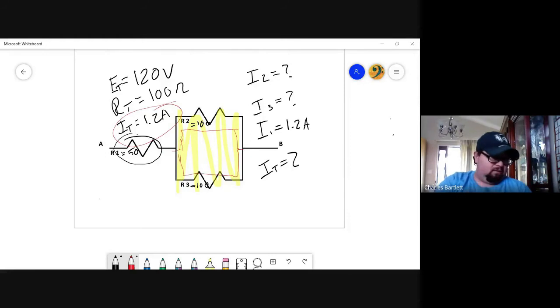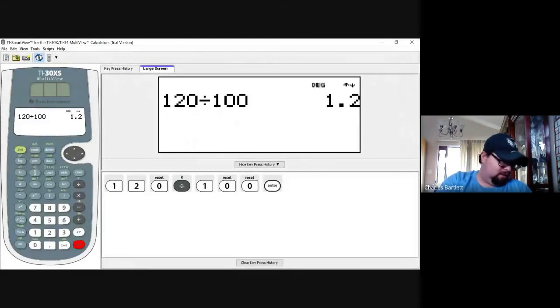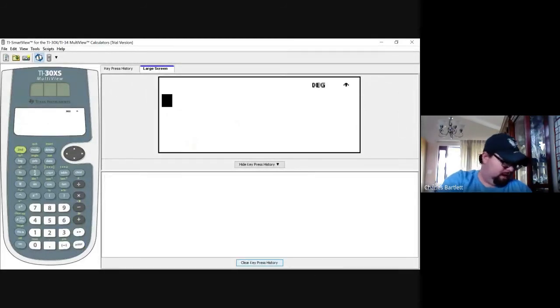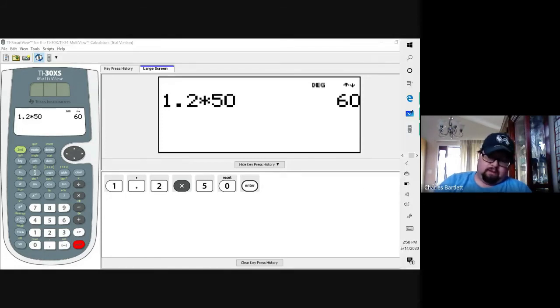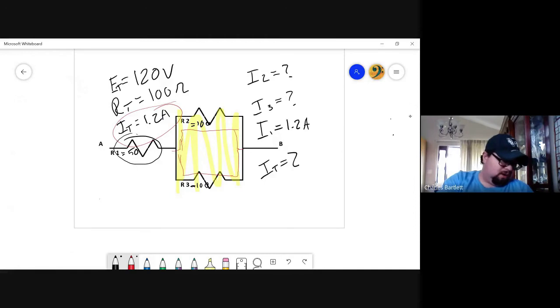So to do that, remember, what did we get for voltage? We had I times R. So 1.2 times 50 comes out to what? You can go to the calculator and do it real quick. 1.2 times 50, and it actually doesn't matter whether it's the other way around, and you get 60. 60 is our E1, our voltage that's dropped across this resistor that's in series.